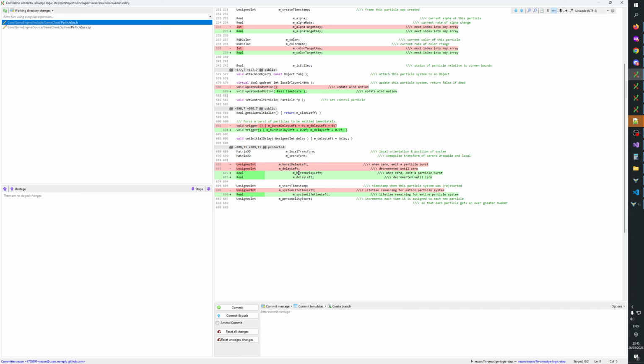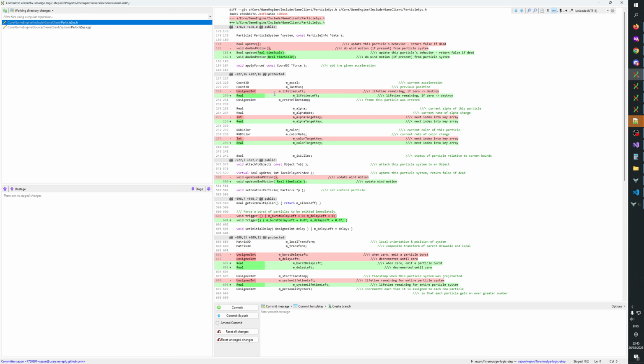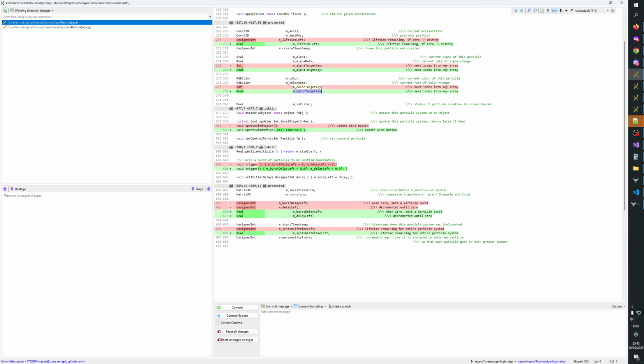Well, we can also clamp the other guys if we find more. Maybe burst delay is not the only one responsible. So we have lifetime. We have all sorts of guys here. Yeah, we probably need to do it with all of them. The same thing.